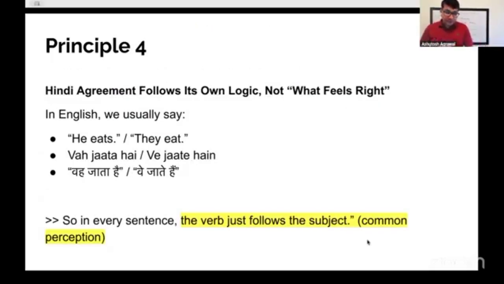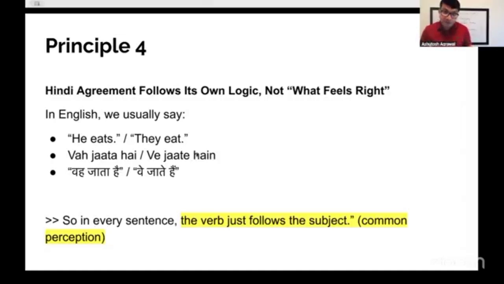Next one, okay? Hindi agreement, the verb conjugation. For the most part, you'll find it very easy. वह जाता है, वे जाते हैं. For singular, वह, you remove the na from jana and you put ta. वह जाता, and you simply say है. When it is plural, ve, jana is the verb, you remove the na and you put te and the nasalized hai. So in every sentence, the verb just follows the subject.